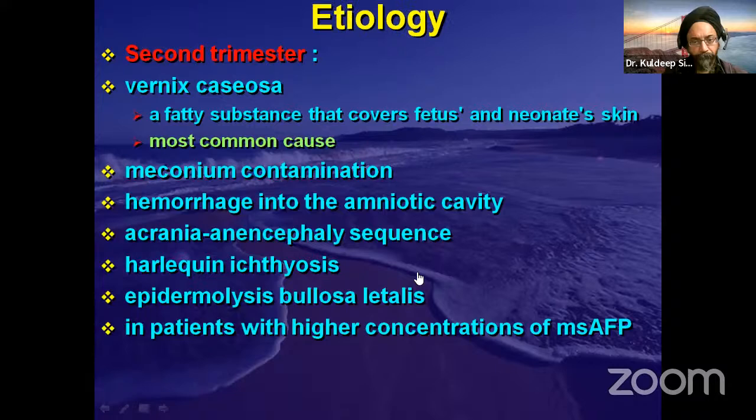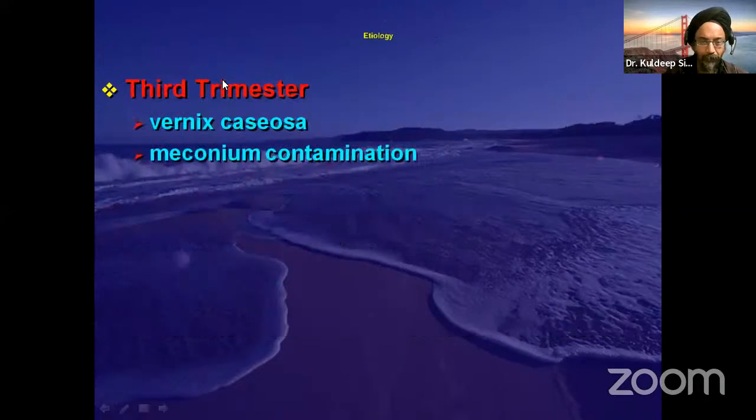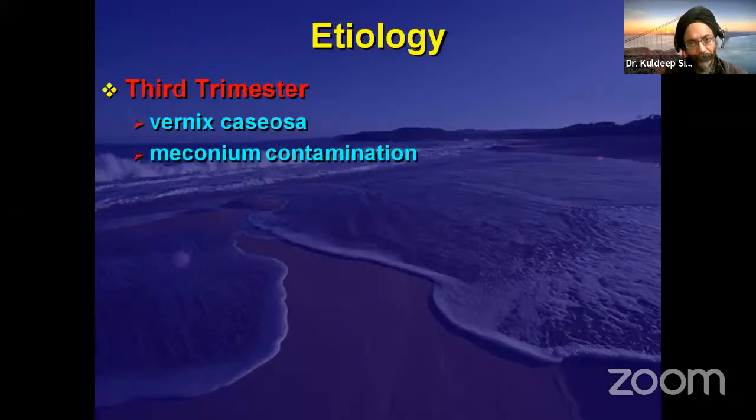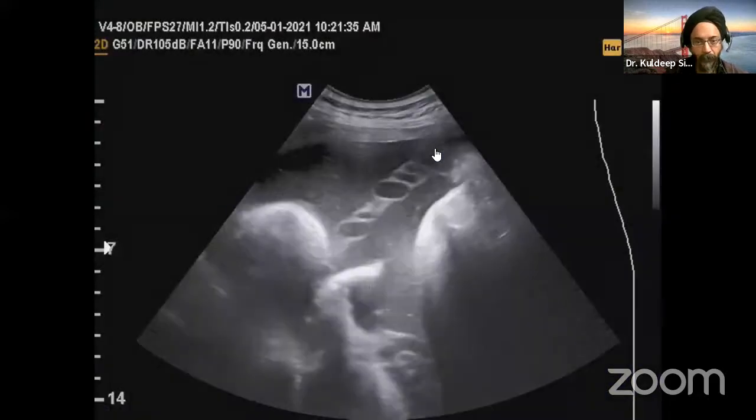In the second trimester, the most common cause is vernix, or you could be having the acrania, anencephaly sequence, and various other things. But it's more commonly seen in the third trimester, where we tend to panic a little bit, but we need to know that biophysical profile and color Doppler are there to help us. So we need to be watchful whether it could be this or this, and you need to be watchful before announcing.